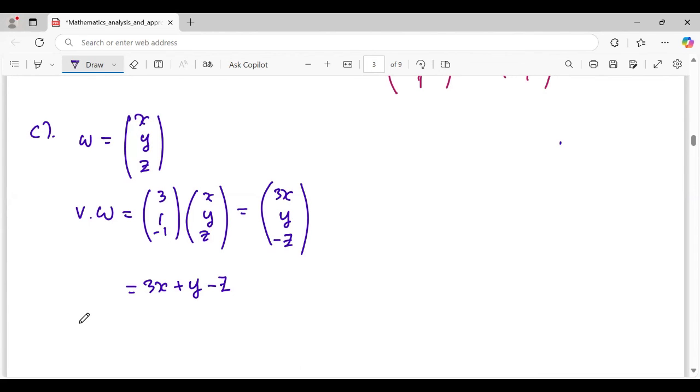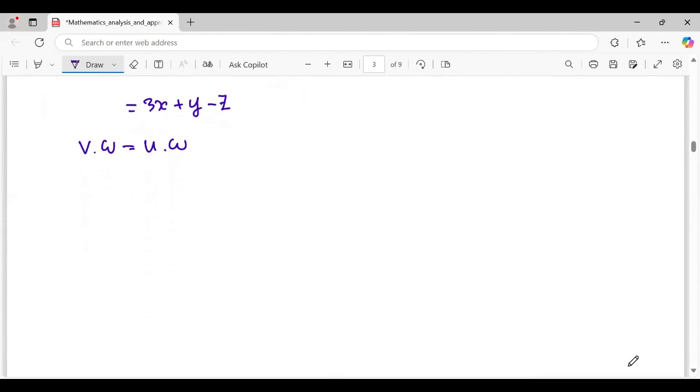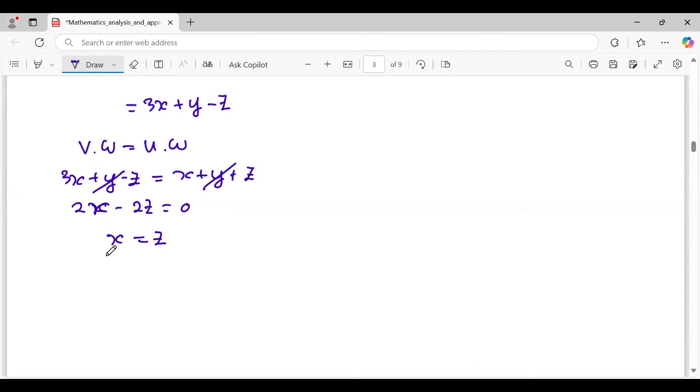And according to that information, V dot W equals U dot W. So it means 3X plus Y minus Z equals X plus Y plus Z. So 2X minus 2Z equals 0 because Y minus Y equals 0. So X equals Z.